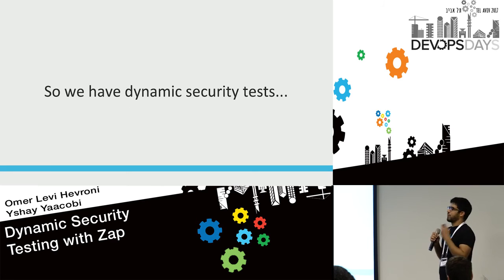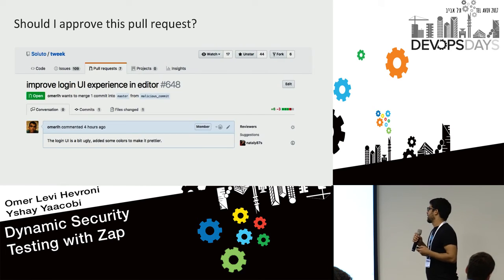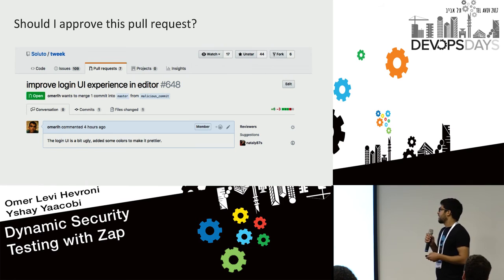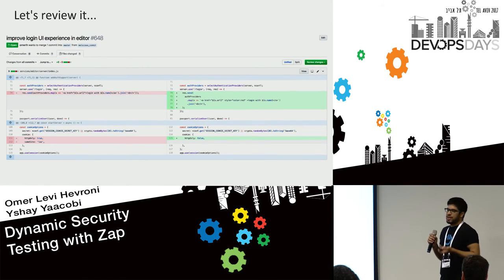So probably the first question we need to ask is whether it actually works. Let's see, for example, we have a pull request that is done by Omer to Tweek regarding our UI experience. The login UI is not the prettiest thing in Tweek, and Omer suggested adding some color to it so it won't be that ugly. So that's Omer's PR. He did some changes. We can see he used the color red. And I think I'm going to approve it. Anyone think I shouldn't approve it? Okay, so yeah, let's continue.